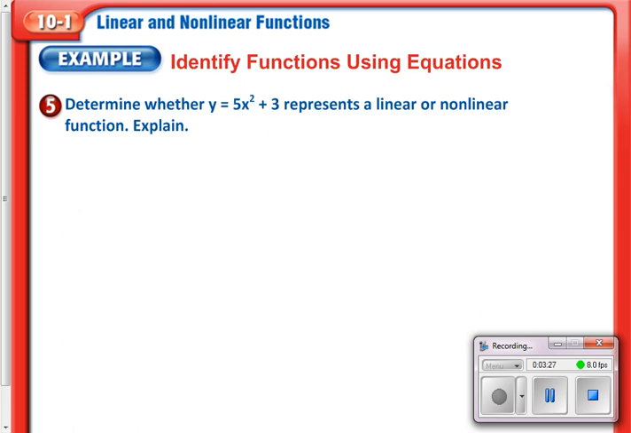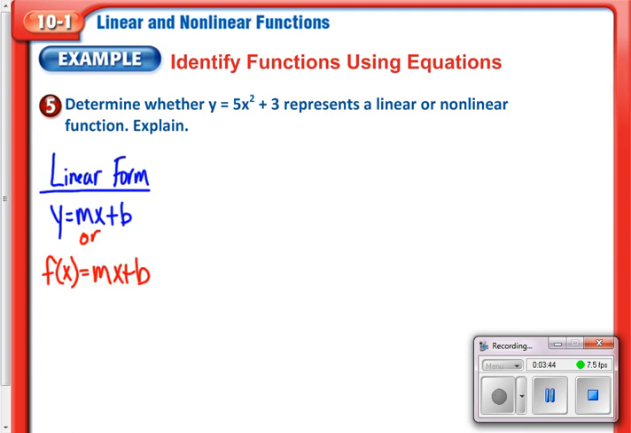Example 5, looking at the equation, determine whether y equals 5x squared plus 3 represents a linear or nonlinear function. Explain. Well, remember, linear functions are written in the form of y equals mx plus b, or f of x equals mx plus b. The biggest thing to note with the linear equation written in y equals mx plus b is that x has an exponent of 1.